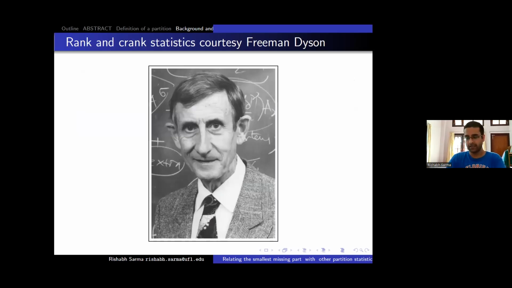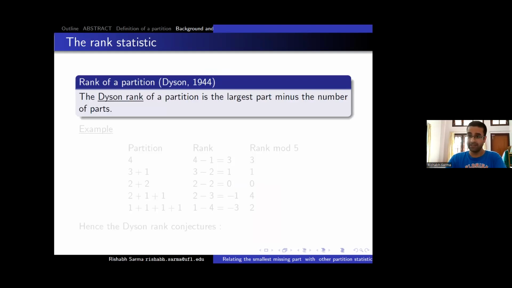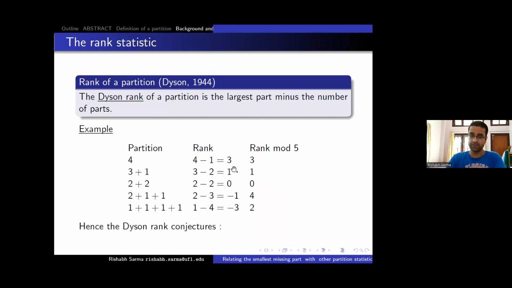In 1944, he gave the rank and crank statistics. Let me define Dyson's rank of a partition. It is the largest part minus the number of parts. As you can see, there are 5 partitions of the number 4. For example, if I take the partition 2 plus 1 plus 1, then the largest part is 2, and there are 3 parts. So 2 minus 3 gives you minus 1, which is the rank of this particular partition of 4.